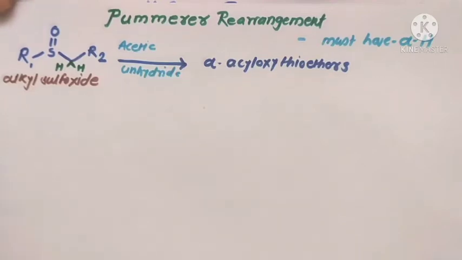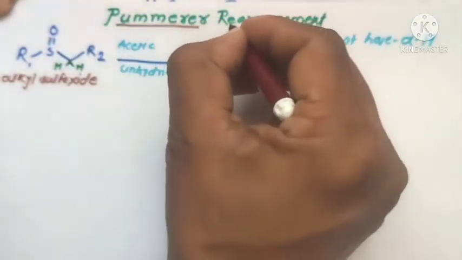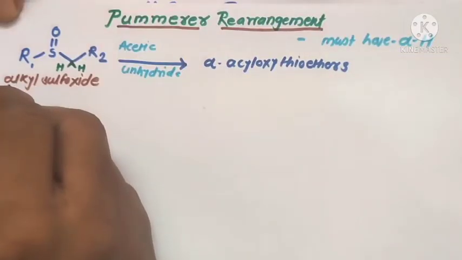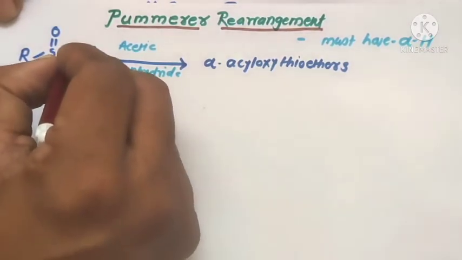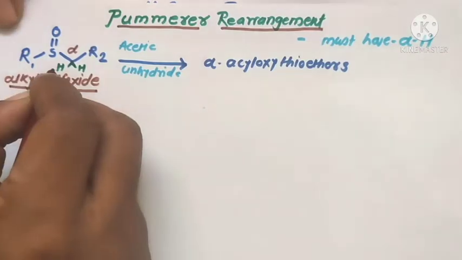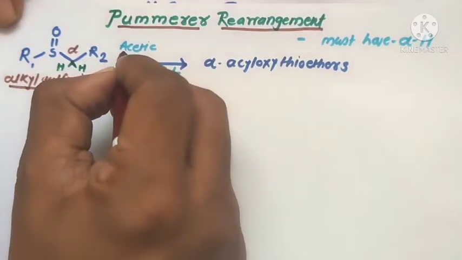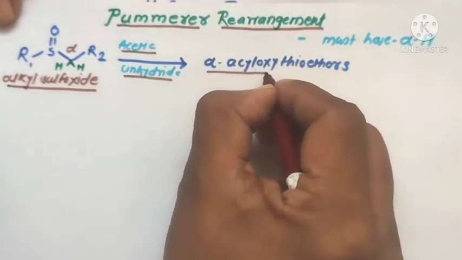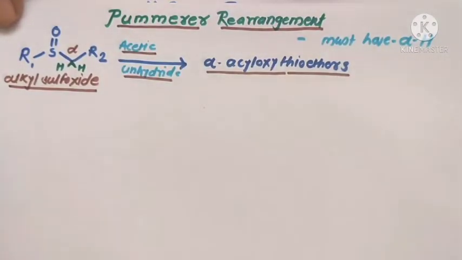Hi friend, today we are going to discuss the cationic rearrangement reaction, that is the Pummerer rearrangement reaction. In this reaction, an alkyl sulfoxide having at least one alpha H atom is used. These are the alpha carbon atoms. This molecule, containing two hydrogen atoms, is reacted in the presence of acetic anhydride to form an alpha acyloxy thioether as the final product of this reaction.